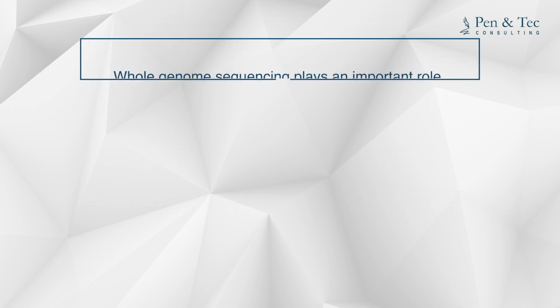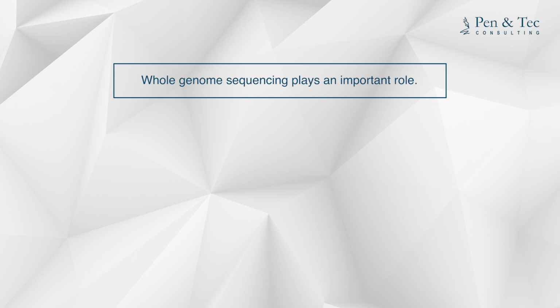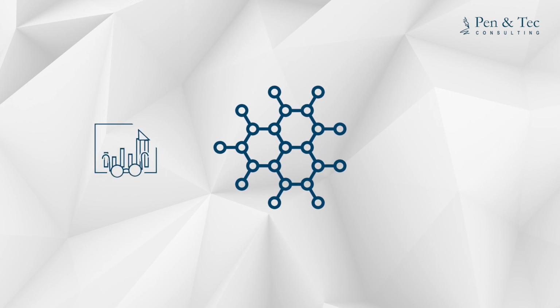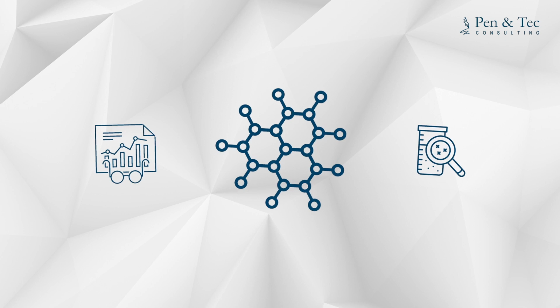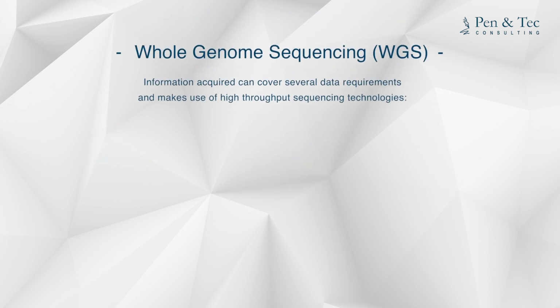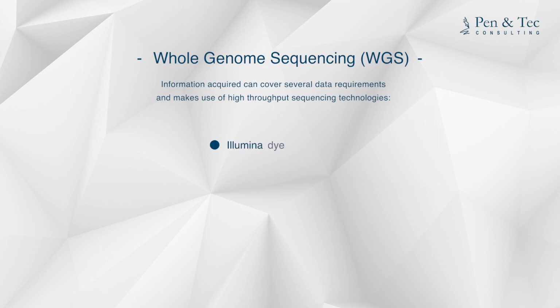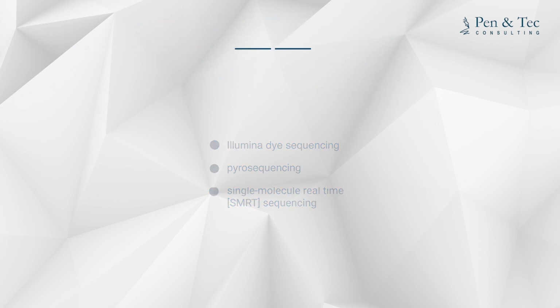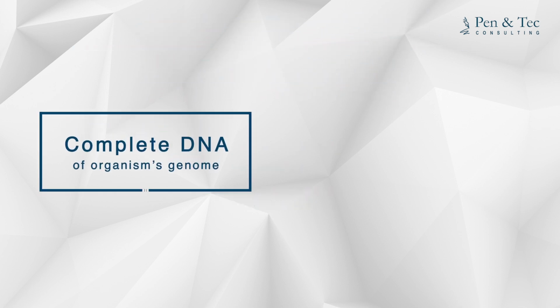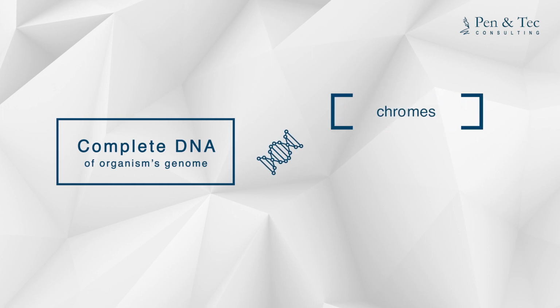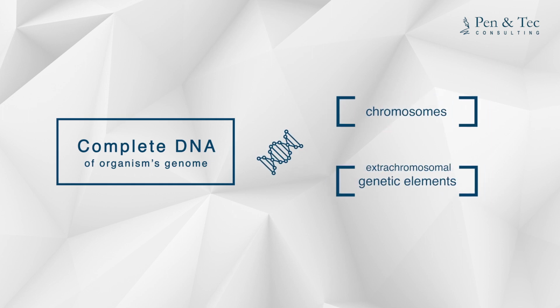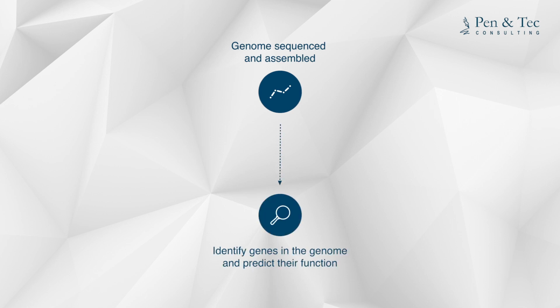Whole genome sequencing plays an important role in the assessment of microbial safety. The information acquired with the whole genome sequence can cover several of the data requirements. Whole genome sequencing makes use of high-throughput sequencing technologies such as Illumina dye sequencing, pyrosequencing, and single-molecule real-time sequencing, to determine the complete DNA sequence of an organism's genome, including chromosomes and extrachromosomal genetic elements such as plasmids. Once the genome is sequenced and assembled, it needs to be annotated to identify genes in the genome and predict their function.